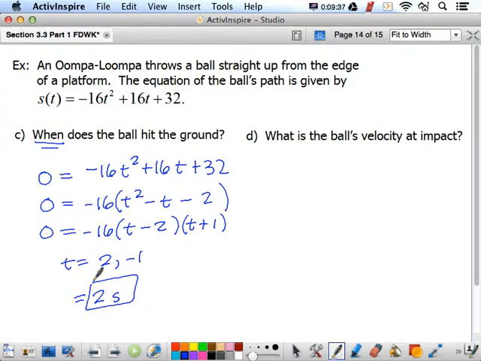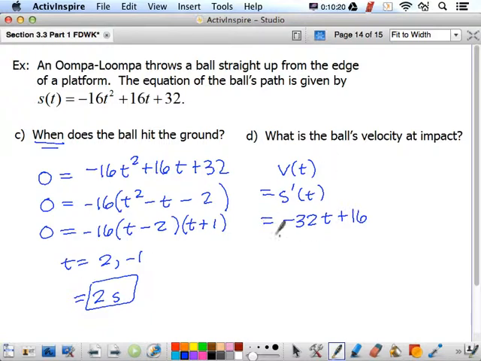So now for the final question, we want to know what is the ball's velocity at impact. So we want to know what was its velocity when it hit the ground. So how do we find velocity? You plug in the 2. We do that at the end, but I need a velocity function. I don't have one yet. How do we find a velocity function? Derivative. Take the derivative, yeah. So the velocity function is always the derivative of the position. So in this case, it is negative 32t plus what? 16, and then the derivative of this term is 0.